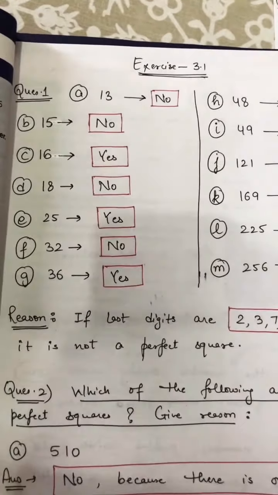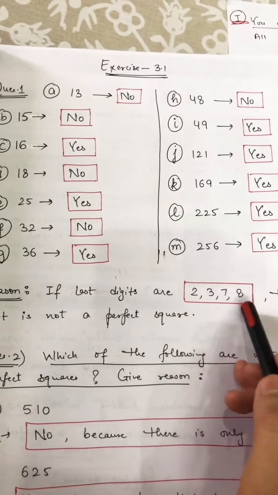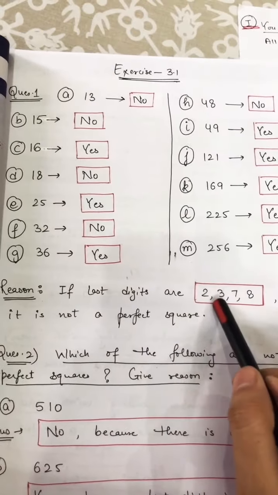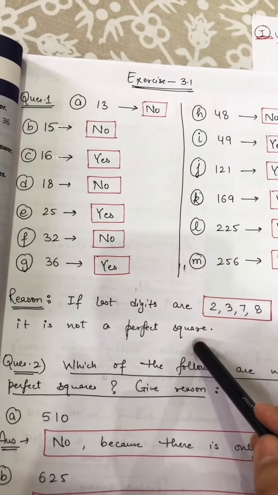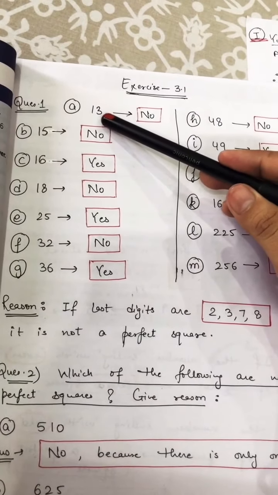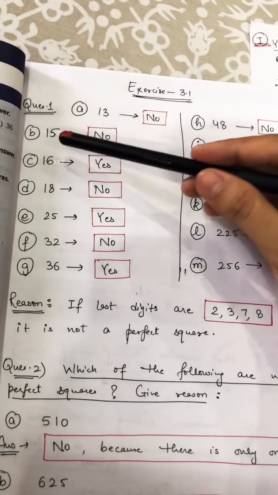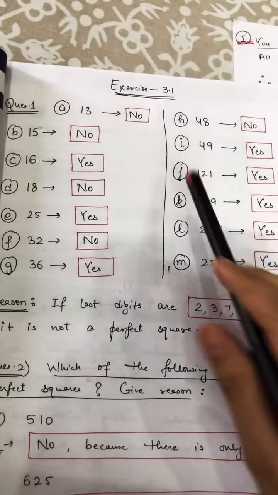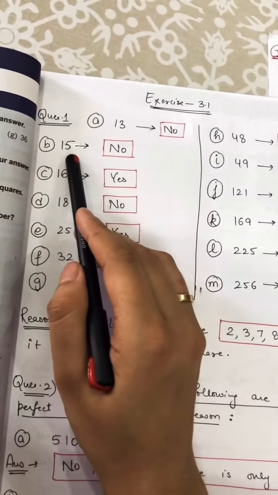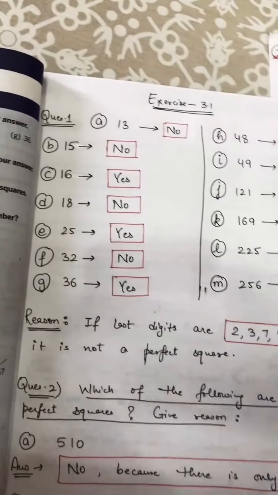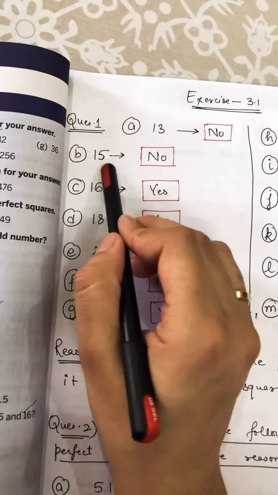You have to see that the last digits are 2, 3, 7, 8. If the last digits are 2, 3, 7, 8, then the number is not a perfect square. Here the last digit is 3, so this is not a perfect square. Next, 15. If the last digit is 5, I told you that sometimes it is a square, sometimes it is not. You have to calculate that.